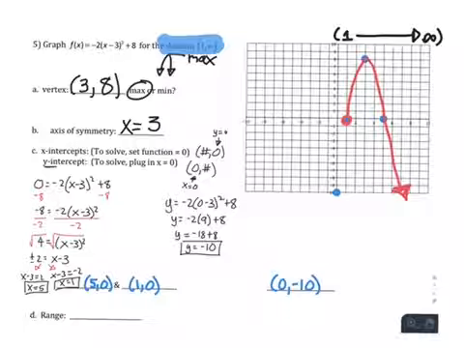So the last thing we want to do is write our range. So we need to remember our range is always going to be bottom to top. So we want our lowest y value first. So our lowest y value is going to be -infinity. And we want our highest y value, which is actually our vertex, which is going to be 8. But we need to make sure we're using our square bracket because 8 is included in our range. Okay, that is it for vertex form, and now we're going to move on to standard form.